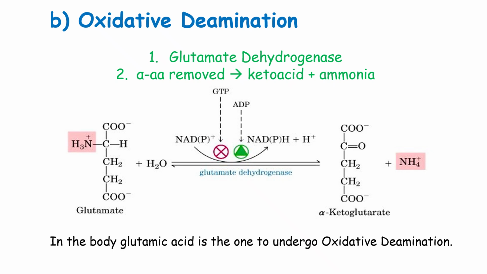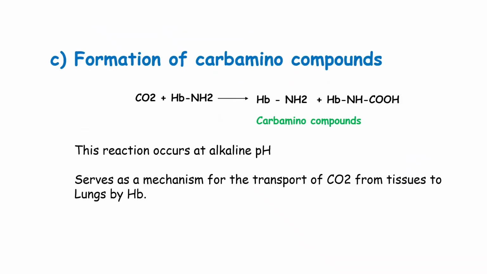Next, oxidative deamination, you can combine this also. Glutamate dehydrogenase: amino acid is removed to form keto acid and ammonia. So glutamate is converted to alpha KG plus NH4+. So here in the body, glutamic acid is the one to undergo oxidative deamination.